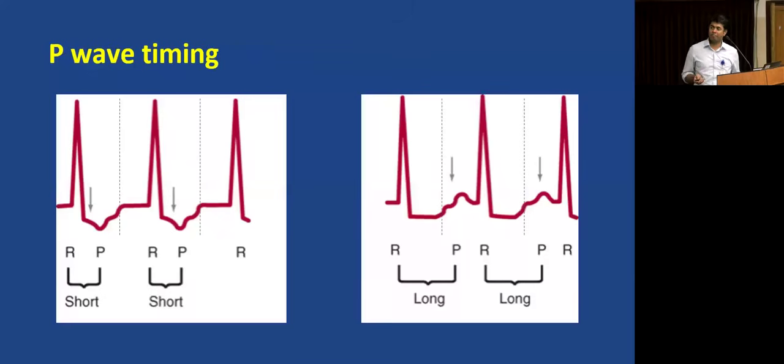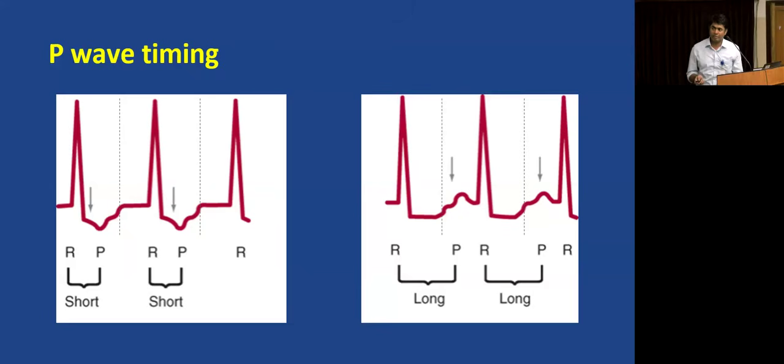Now, once you have the P wave and the QRS relationship one-to-one, then you can classify it into what you call a short RP or a long RP tachycardia. So this is the RR interval, right? And this is half of the RR interval. If the P wave falls in the first half of this RR interval, this is called the short RP tachycardia. If the P wave falls in the second half of the RR interval, this is called a long RP tachycardia.